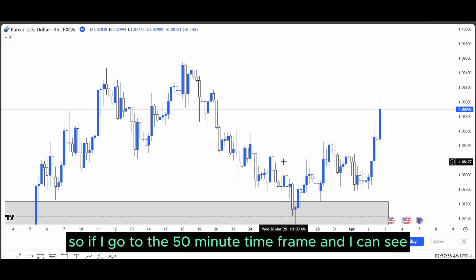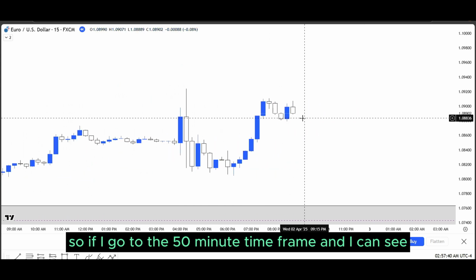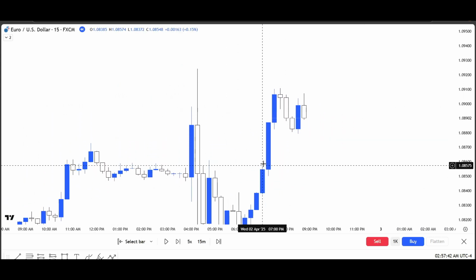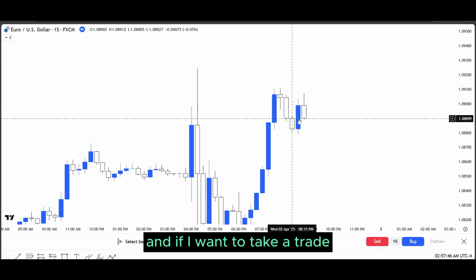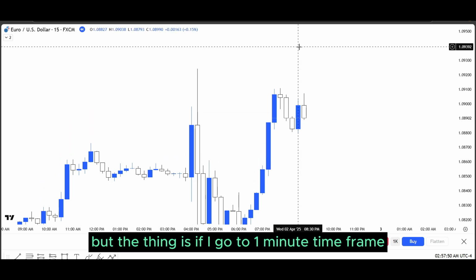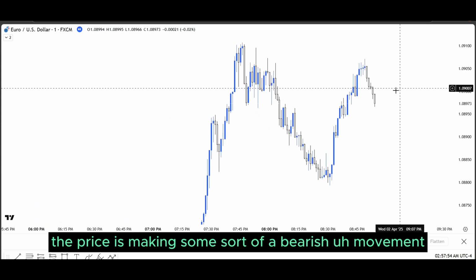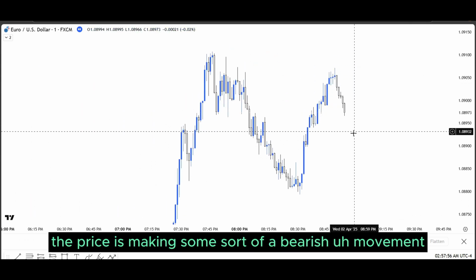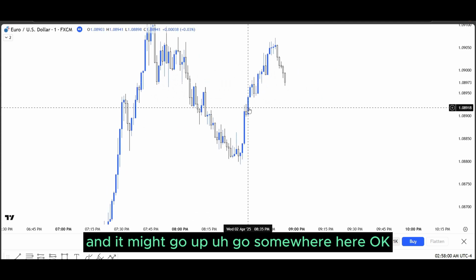So if I go to the 50-minute time frame, I can see this fair value gap has been respected, and we have a bullish engulfing candle over here. And if I want to take a trade, I can take a trade from here as well. But the thing is, if I go to the 1-minute time frame, I can see the price is making some sort of bearish movement, and it might go somewhere here, okay, somewhere here or here.